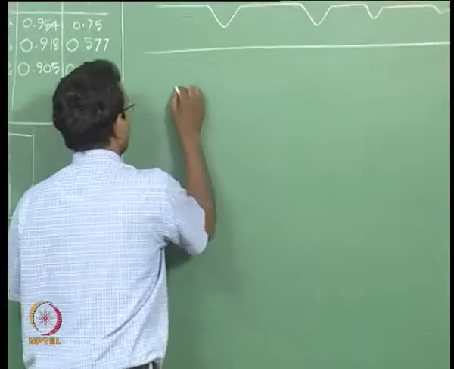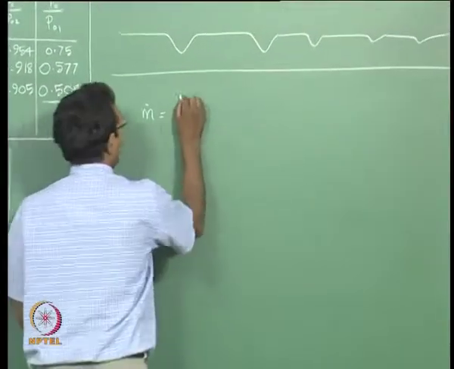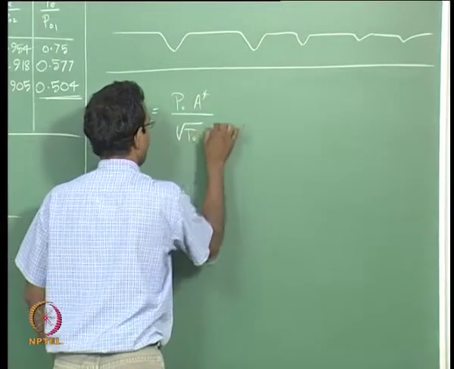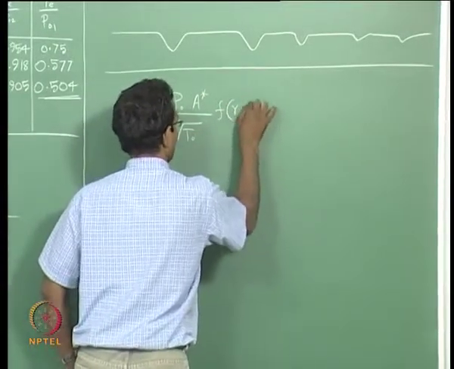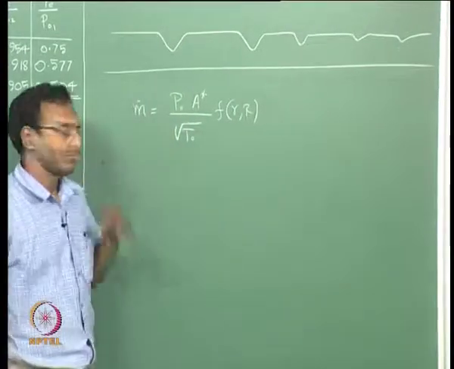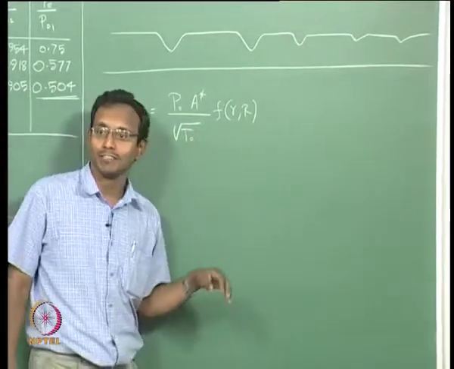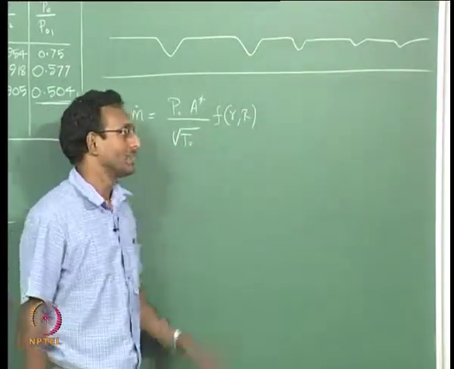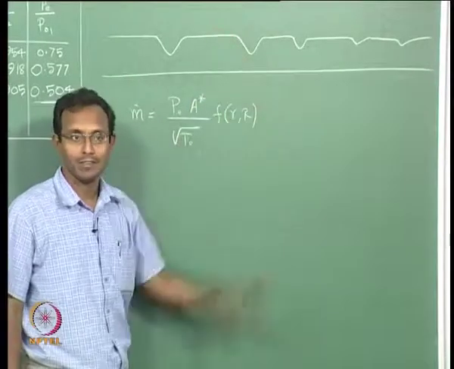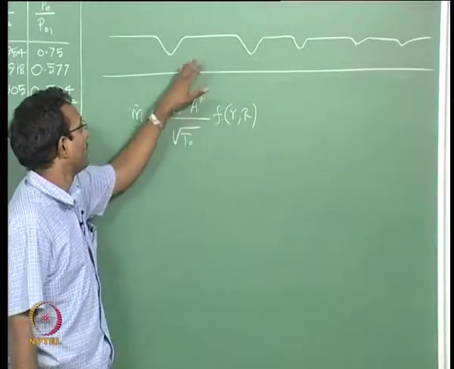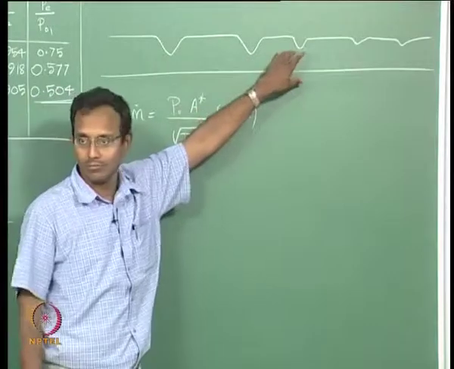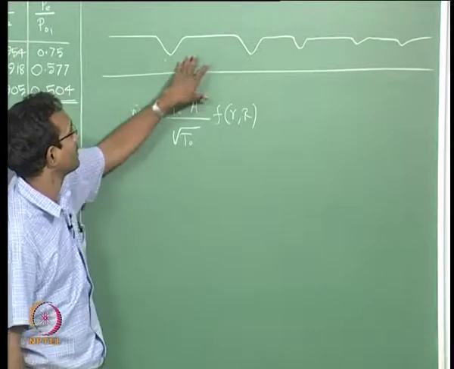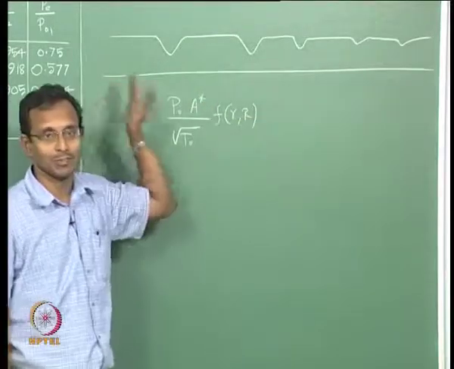All I have to make sure is m dot equal to P naught A star by square root T naught times a function of gas. This is what I need to think about. Keep remembering this formula. Mass flow rate is a constant in a continuous duct. So, as long as I am thinking about this, if my P naught does not change in this whole flow, then I am assuming that my flow is either fully subsonic or fully supersonic after the first throat.